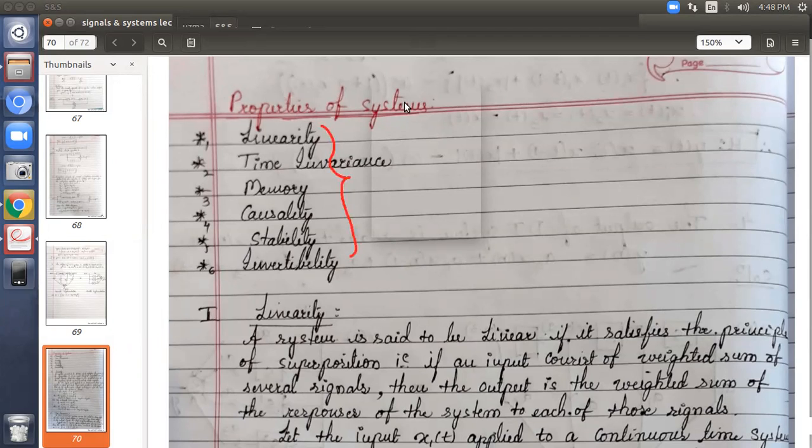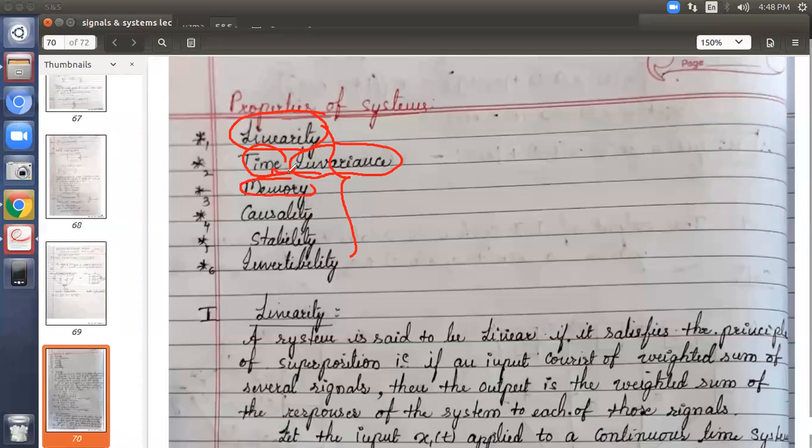If you see, okay, let me start with linearity. Linear is a term familiar to you: linear components, linear graph. So linear is a very familiar word to you. Linear indicates what? The principle of superposition should be followed. That is called linear. Then time invariance. Invariance means which should not vary. So time invariance means the time should not vary.